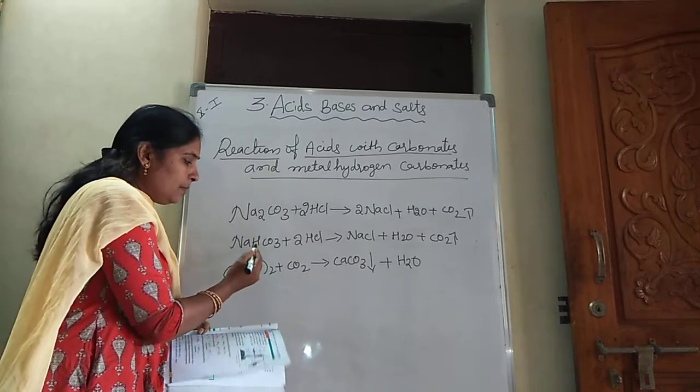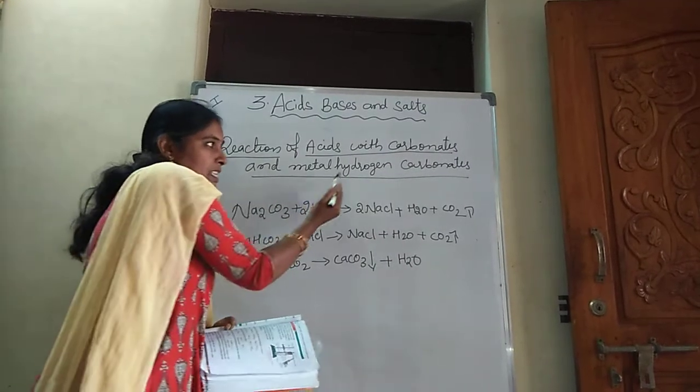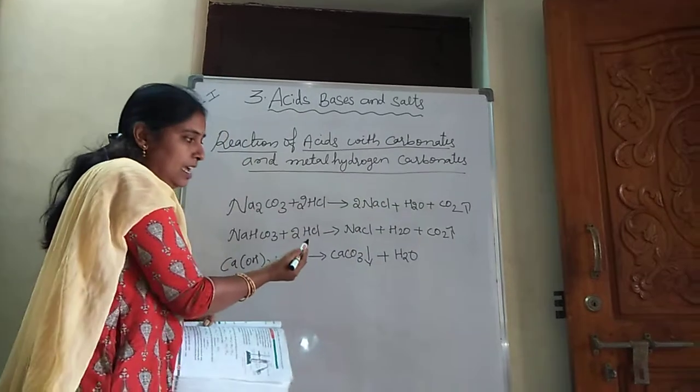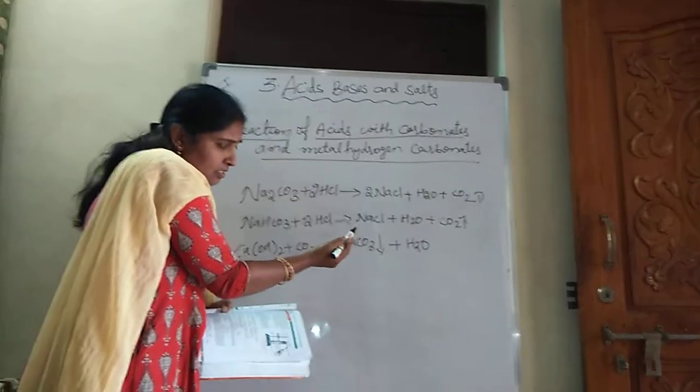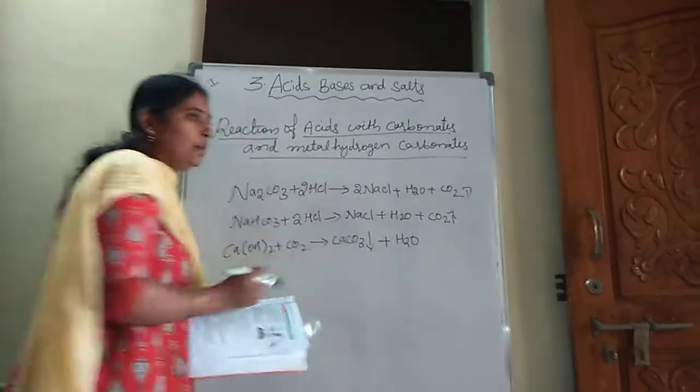And NaHCO3, sodium hydrogen carbonate. Sodium is a metal. Metal hydrogen carbonate plus HCl. In this reaction also it forms sodium chloride, water and carbon dioxide.